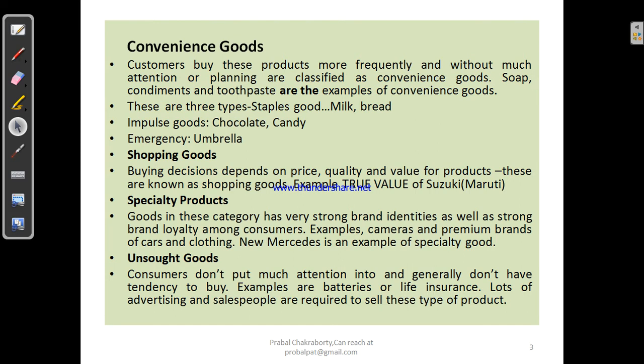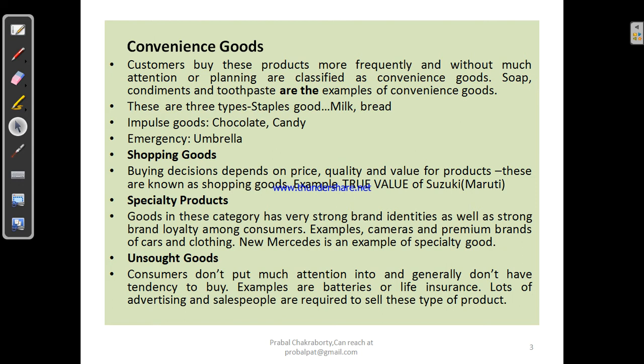It may happen that the person who is dealing with these kinds of things does not have a good track record. You cannot understand the past history of the person. How can you rely on that? If the person is charging a higher price and the quality is substandard, how can you come to know? Now, if you buy from Maruti Suzuki's True Value, you will get a good price, quality is ensured, as well as value for products. So this is shopping goods.